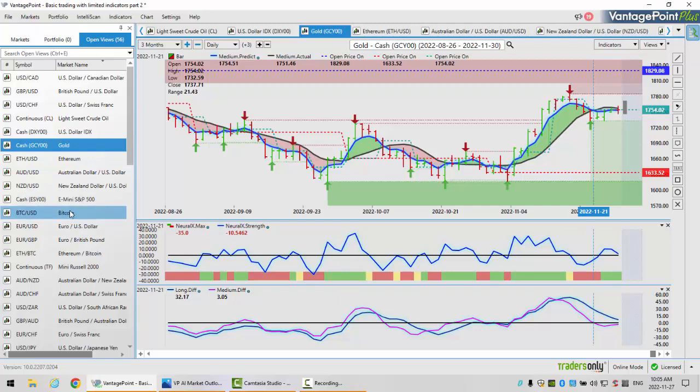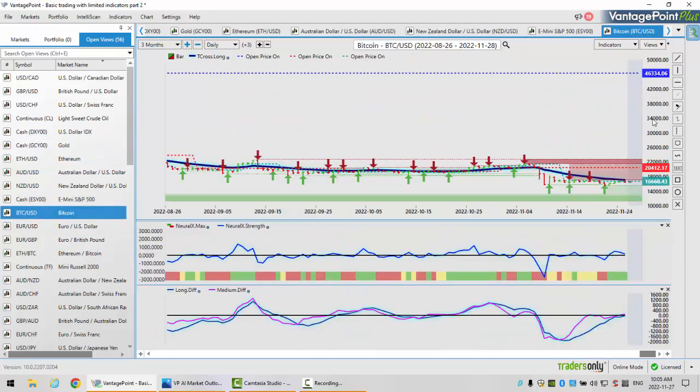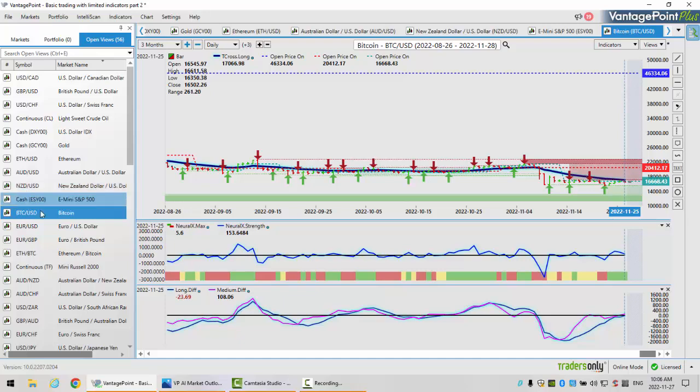Now, when we look at Bitcoin, Bitcoin remains, again, still pretty much bearish here at 16,668. Our predicted differences are trying to push above the zero line. Neural index strength is green, but understand a lot of people are confused by the media's comments on Bitcoin. The reality is, guys, that Bitcoin has a very, very high correlation to stocks.